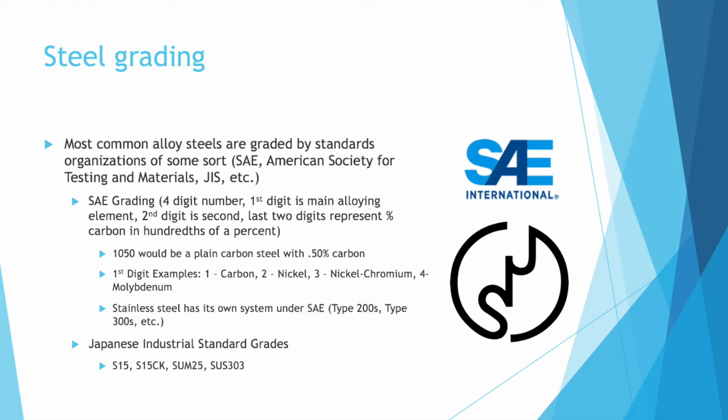Stainless steel has its own system under SAE. Some things stainless steel can be called would be Type 210, Type 220, Type 310, Type 330, things typically in the 200s or 300s. JIS has its own grades, although I'm not as familiar with these. Some names include S15, S15CK, SUM25, and SUS 303.